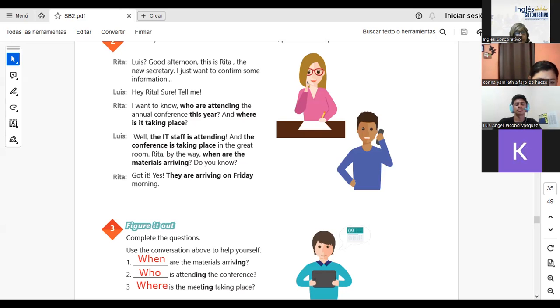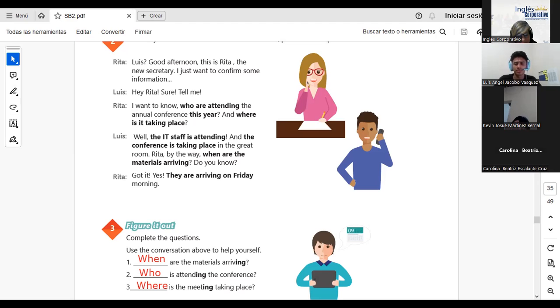Okay, now I want to assign the partners. Carolina and Corina: Carolina, you are going to be Rita, and Corina, you are going to be Luis. Karen and Carla: Karen, you are Rita, and Carla, you are Luis. Kevin, you are going to be Luis, and Lilibet, Rita. Mayra is going to be Rita, and Luis is going to be Luis. Nuria, you are going to be Rita, and William is going to be Luis. Luis se va a compartir con las dos, okay?